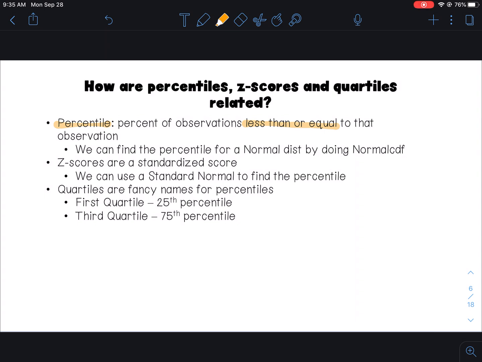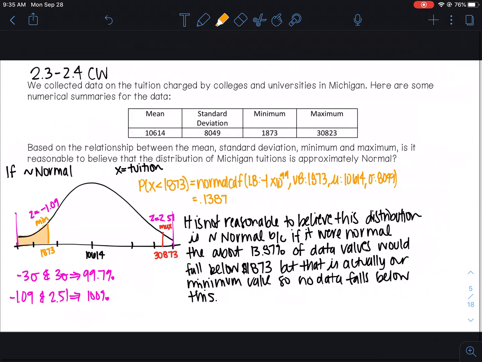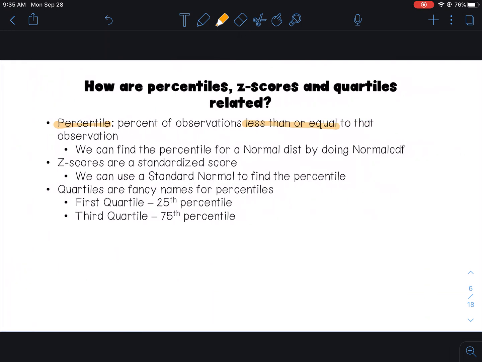Well, how can we use this with normal distributions? We can find the percentile for a normal distribution by doing normal CDF. That's what we did here. We found this percentile. This was the 13th, closer to the 14th percentile. Okay? So that's how it's connected to normal distributions. We can find a percentile for any distribution. It's just going to be part out of whole.